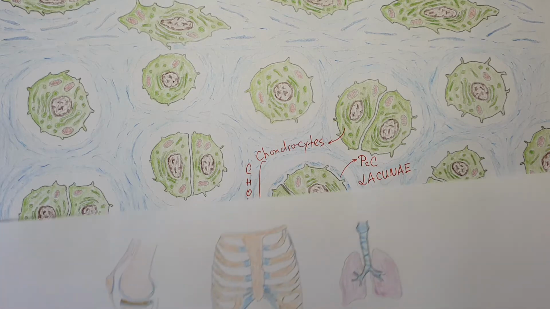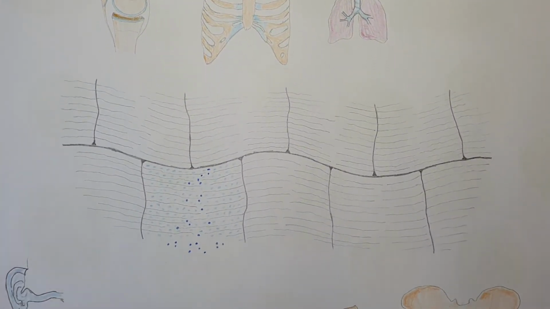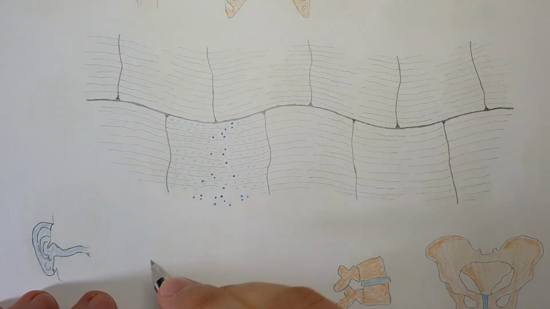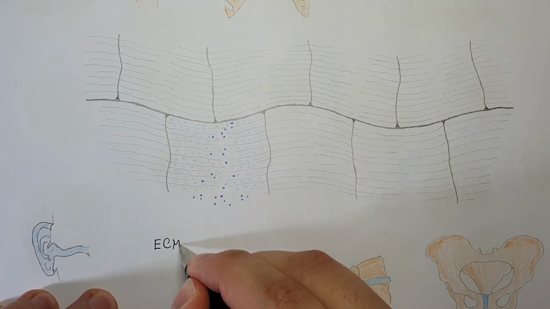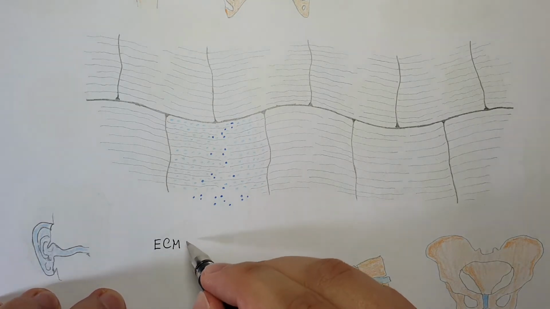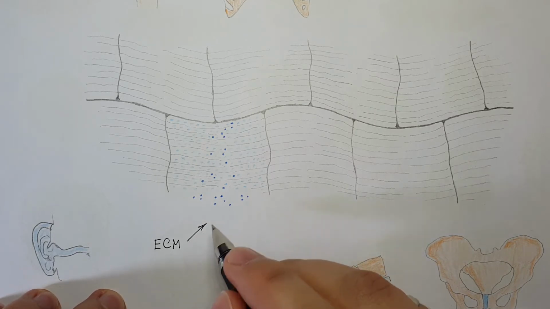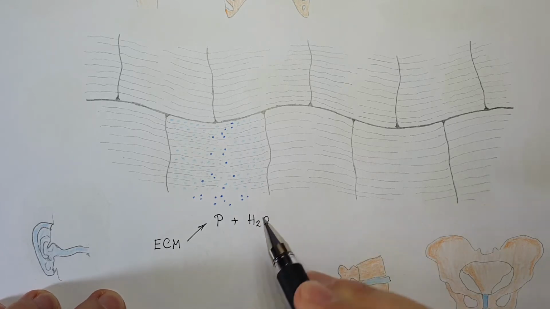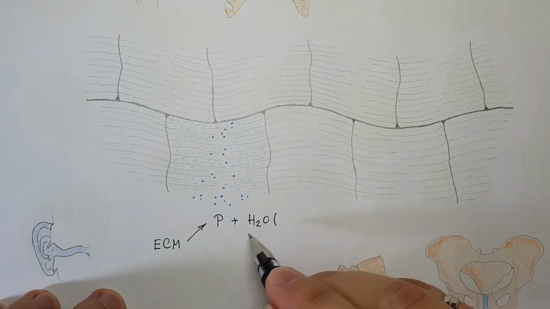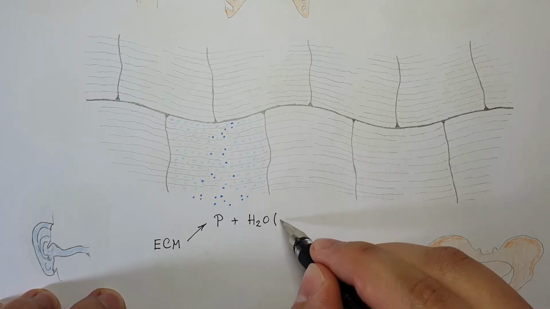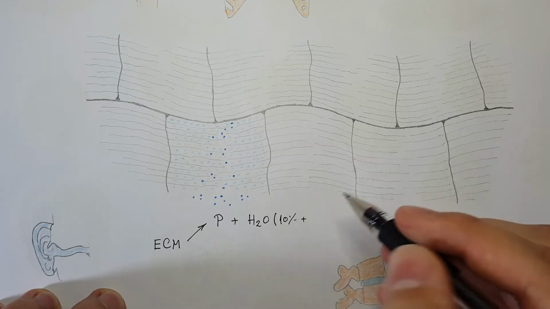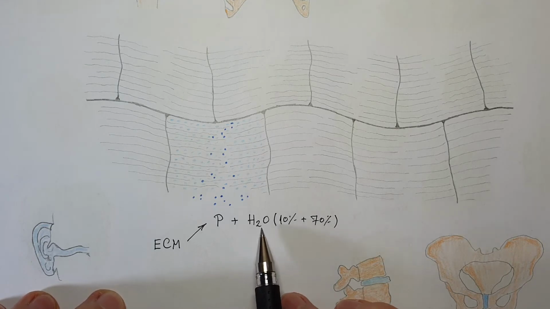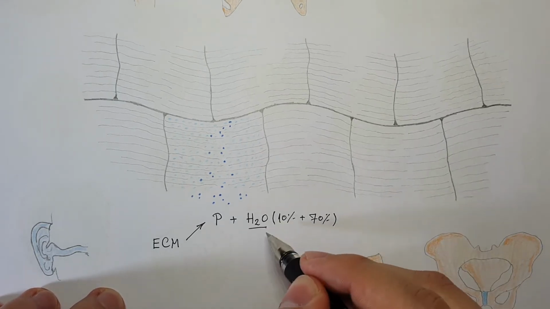The extracellular matrix has 2 main types of elements. The first type is proteins plus water, and the cartilage has a lot of water. The water can be bound or free, but proteins make up about 10% and the water in the cartilage makes up about 70 to 75%. So a lot of the structure of cartilage is actually water.